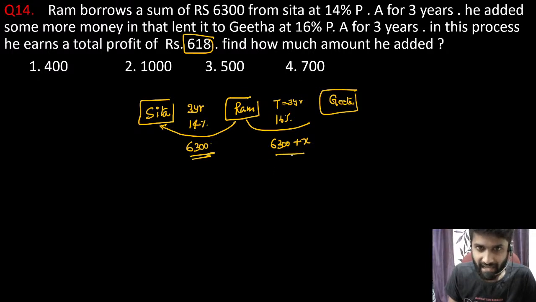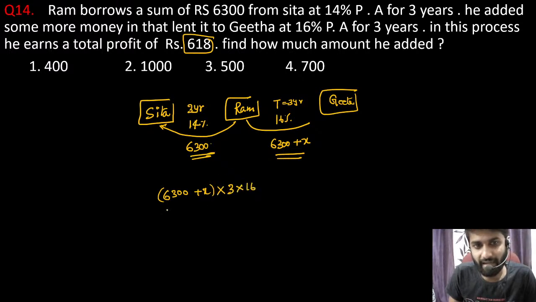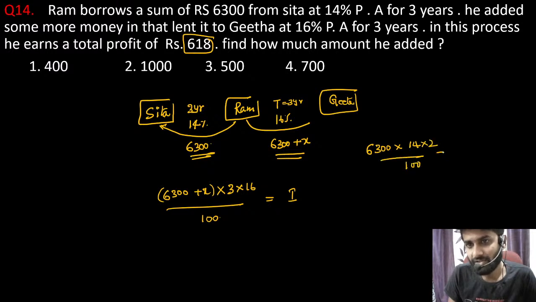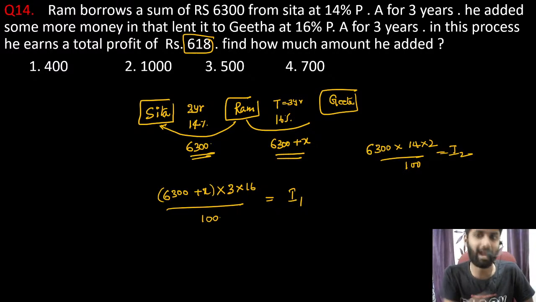Now, first see, the interest earned from Geeta is exactly equal to (6,300 plus X) as the principal, and time period is equal to 3 years, into 16 by 100. That is the interest he got, I1. Now see the second equation. He needs to pay Sita, which is exactly equal to 6,300 into 14 percent into 3 by 100. So he needs to pay I2. Ram takes I1, Ram pays I2.